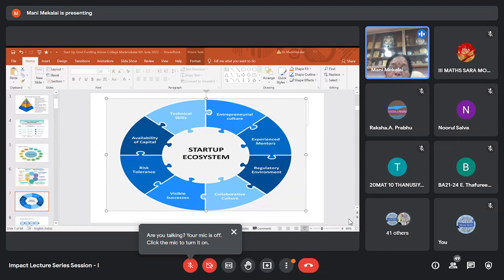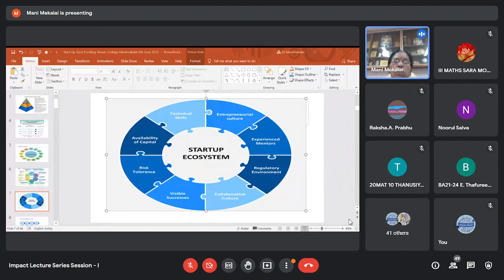Then collaborative culture. It is always good to collaborate. For example, if you start organizing a seminar and collaborate with two or three departments, you can divide the work and deliver better. Therefore, collaboration in enterprise development is also equally rewarding. Try to collaborate with an experienced organization, and after some time you can withdraw and go on your own. Then visible successes. Try to see who the shining personalities are here.